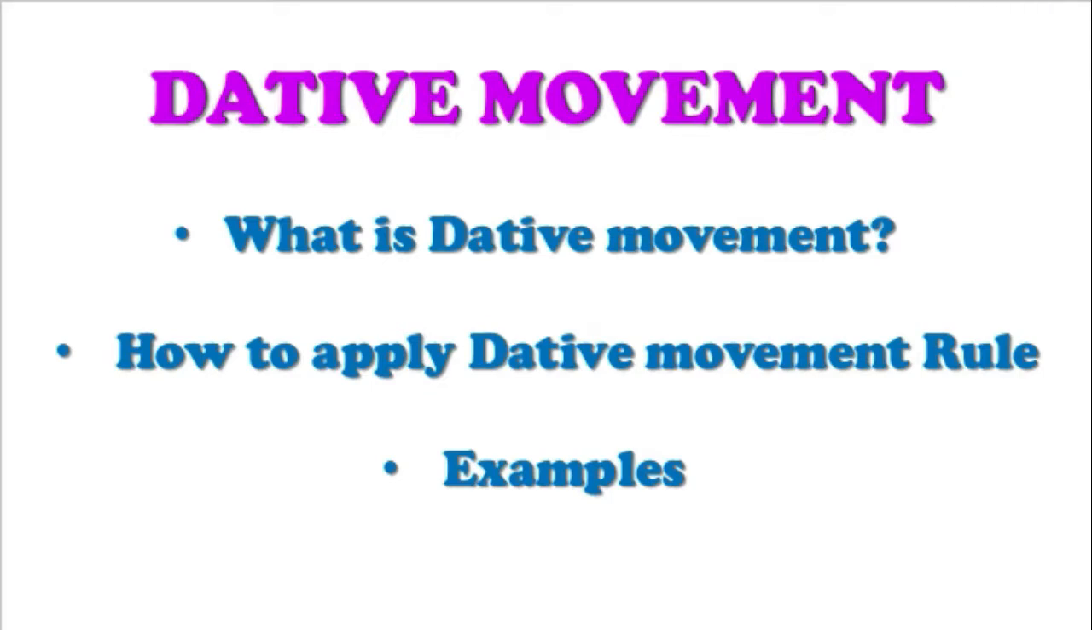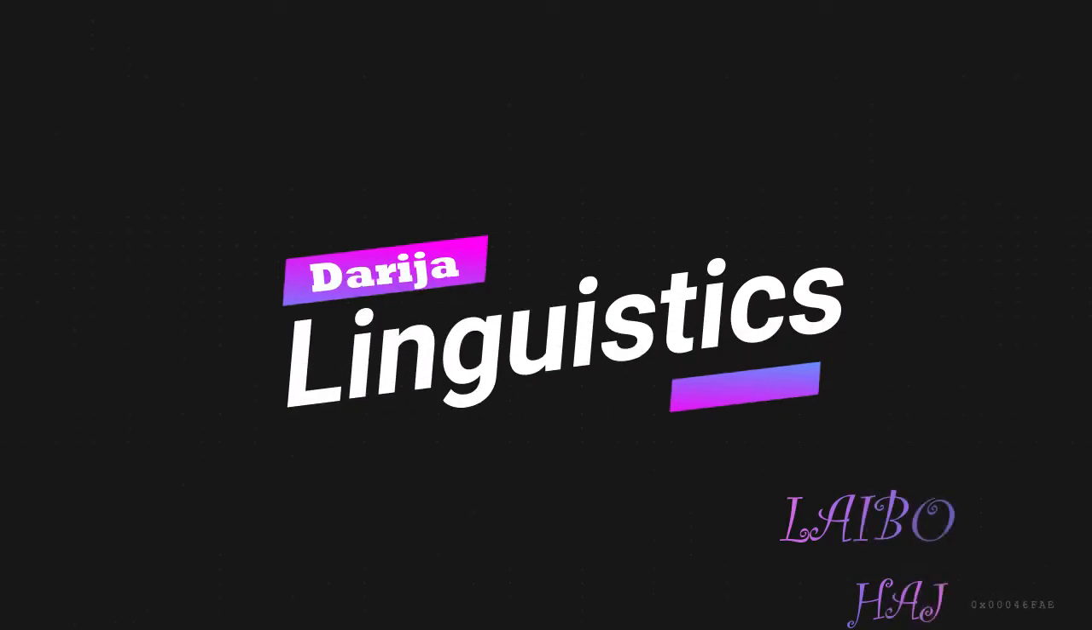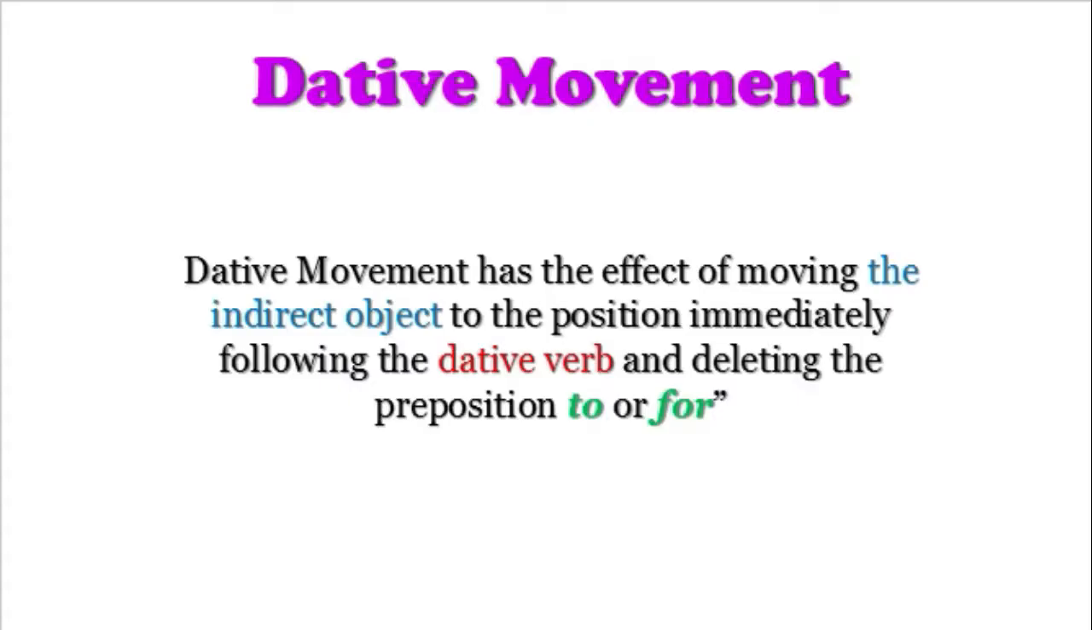So what is the dative movement, how to apply the dative movement rule, and we will see some examples. Dative movement has the effect of moving the indirect object to the position immediately following the dative verb.